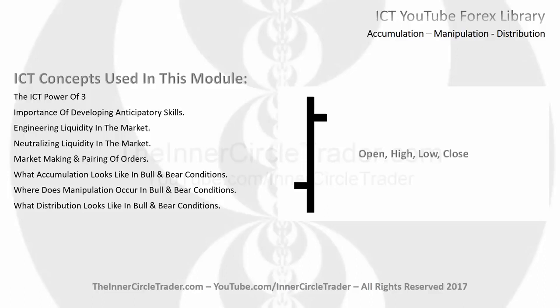All right, so we're looking at a crude depiction of an open, high, low, close bar. And for the purposes of this teaching, every individual bar or candle is going to be referred to as a daily range or daily bar.